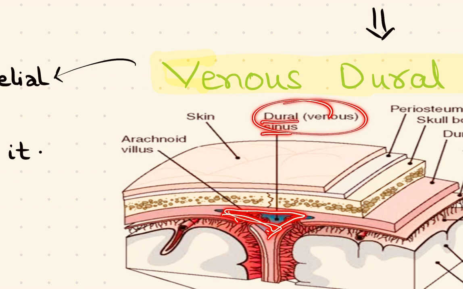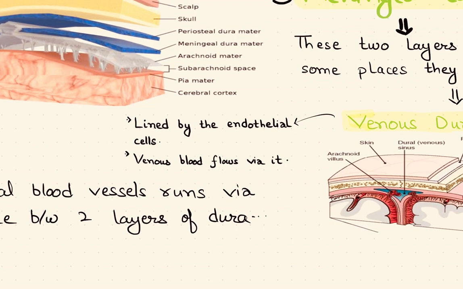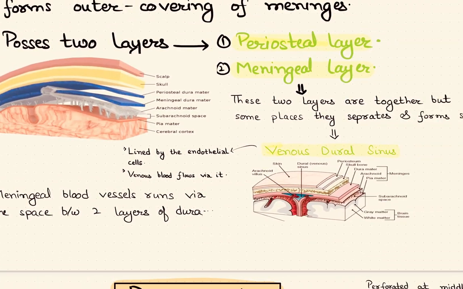This dural sinus is lined by which thing? By endothelial cells. And venous blood flows through here, and generally the materials from cerebrospinal fluid and blood get transported via this sinus. This sinus is known as venous dural sinus. What is venous dural sinus?